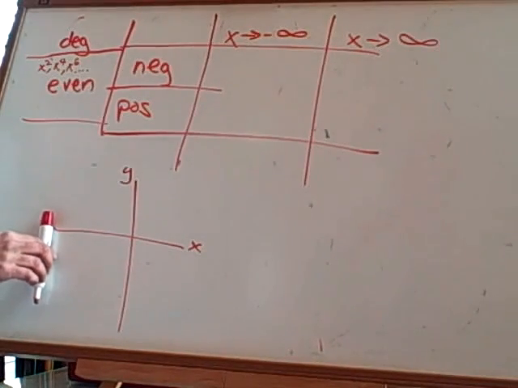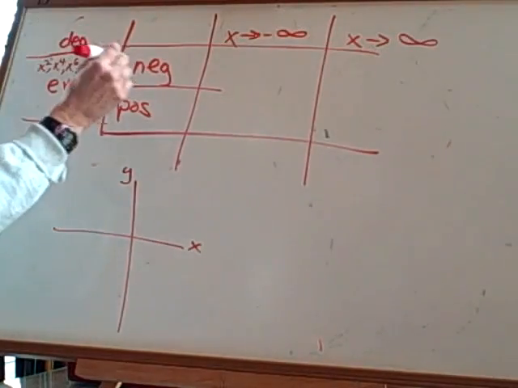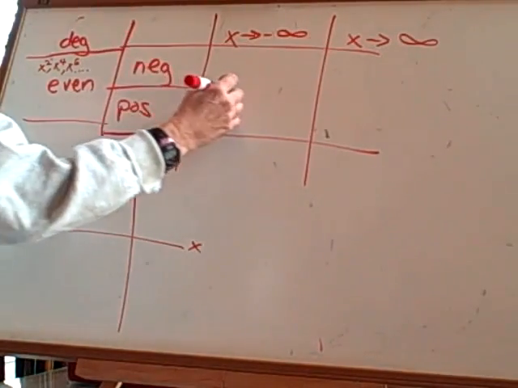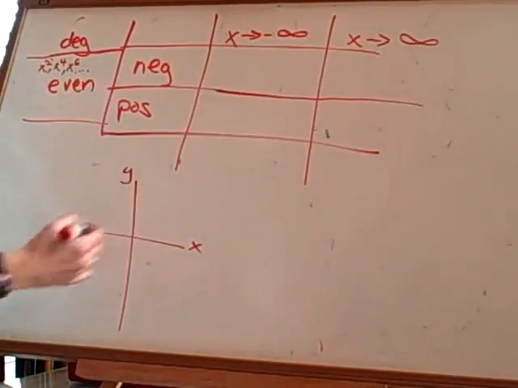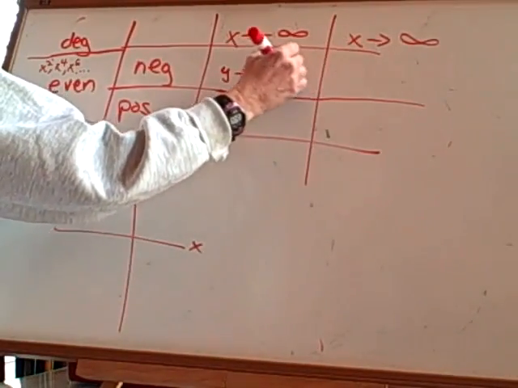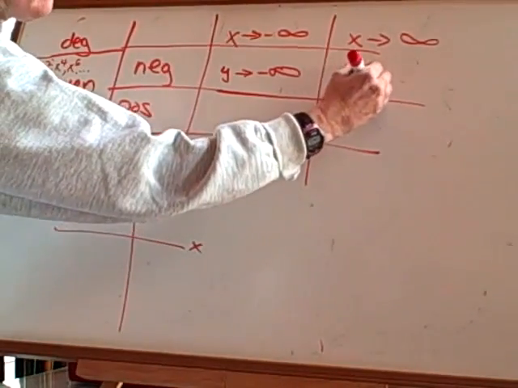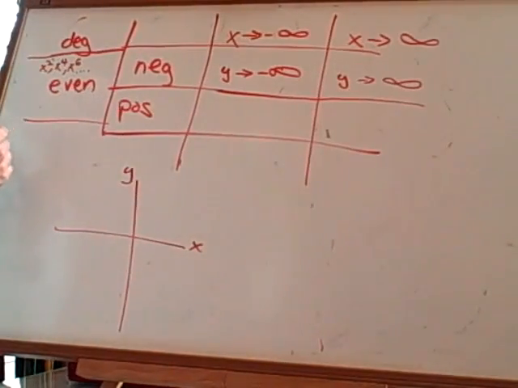Okay? So for an even degree function, the deal with even is, if it starts low, it ends low. If it starts high, it ends high. So if it's got a negative coefficient, it's going to start low, right? So down here, it's going to be y approaches negative infinity. And that's an infinity, not an 8. It's a horrible looking one, but it is. And the same thing there.